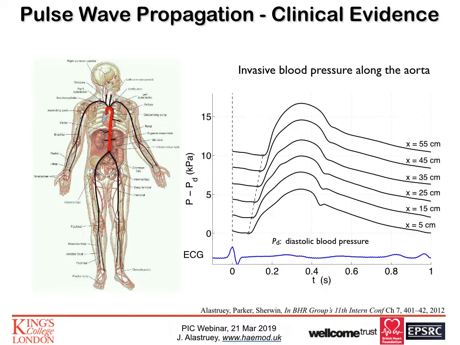Going back to the slide on the invasive blood pressure along the aorta, we can now better understand that the pressure signal is shaped by the propagation of the pulse wave, either from the heart to the periphery, an example being the early rise in pressure at the start of cardiac contraction, or in the opposite direction due to early reflections coming from peripheral arteries.